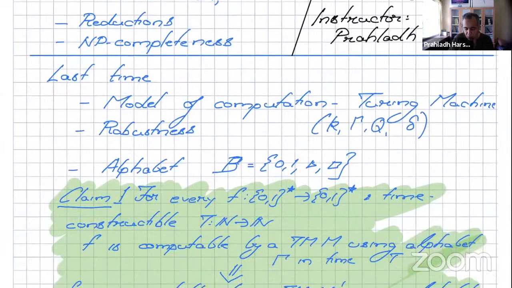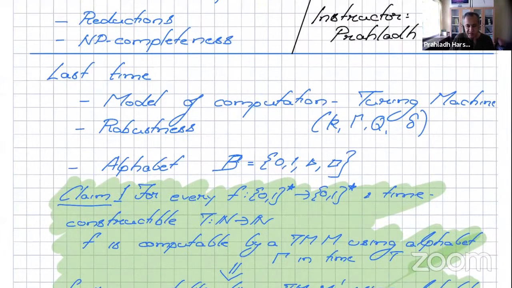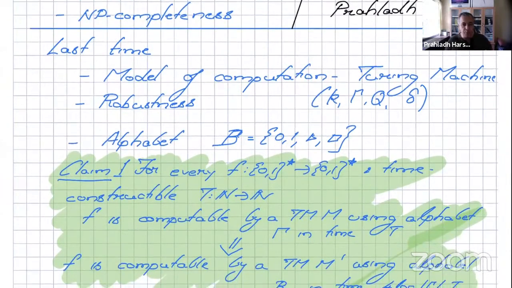The alphabet always had to contain four designated symbols: 0, 1, the end of tape symbol, and a blank symbol. I will denote this as B, the Boolean alphabet. This is on any tape, but it could have a much larger alphabet too. We alluded to this claim last time, and we'll see a proof of it.